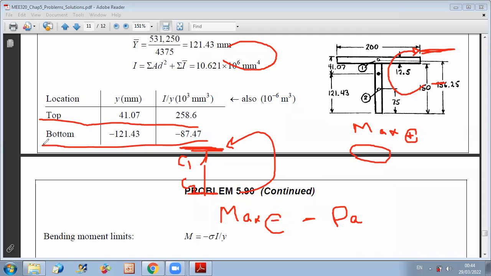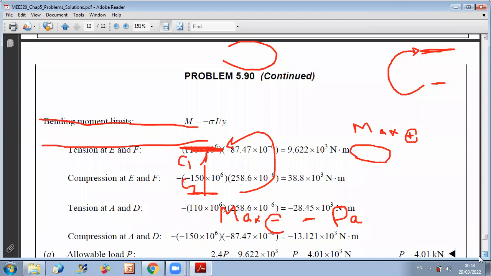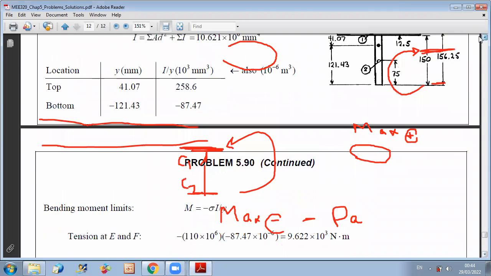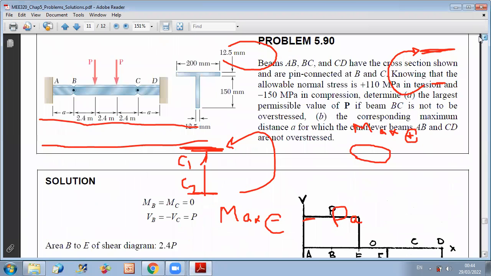We say that when I have a positive bending moment, the upper part will be compressed and the lower part will be in tension. So if I'm doing the analysis at points E and F where the bending moment is positive, then I can say that top is in compression, bottom is in tension.